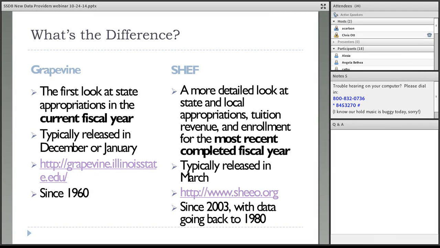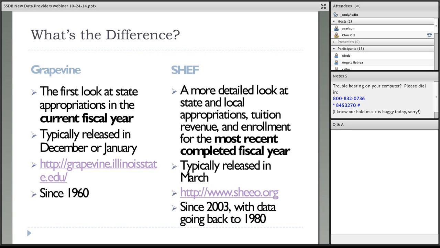So what's the difference between the SHEF survey and the Grapevine survey? I think they're definitely related, and I kind of like how they work together. My view of it is that the Grapevine survey is the first look at state appropriations in the current fiscal year, and we try to get that data as soon as possible.